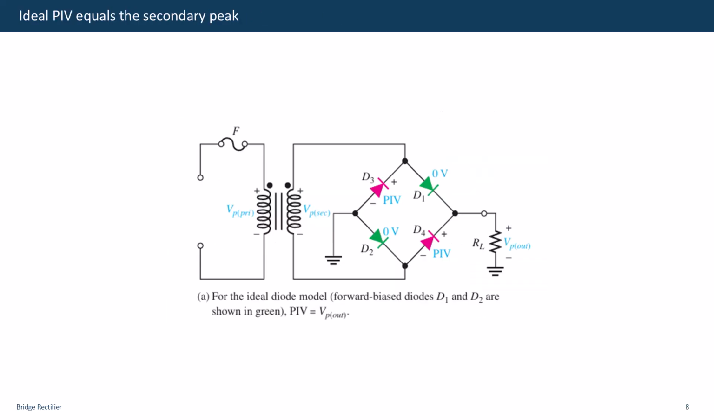To determine peak inverse voltage, consider the instant when D1 and D2 conduct. Under the ideal model, each conducting diode is a short circuit. The non-conducting diodes D3 and D4 must then withstand the reverse voltage shown in the figure. The maximum reverse voltage across either diode equals the peak of the transformer secondary voltage. Since the ideal peak output also equals that secondary peak, the result can be written as PIV equals Vp secondary, which also equals Vp output.